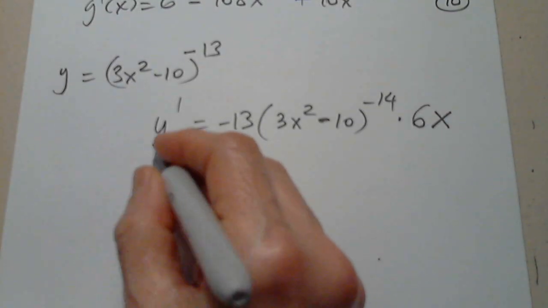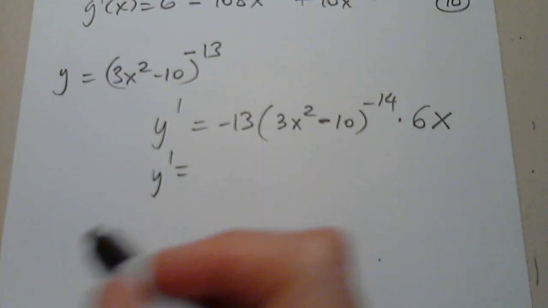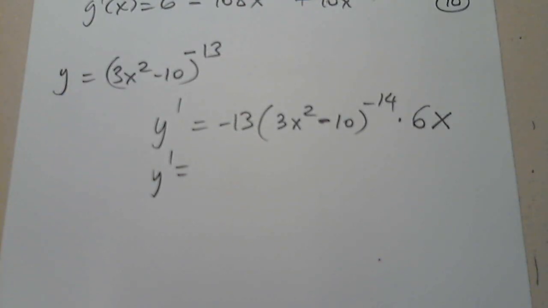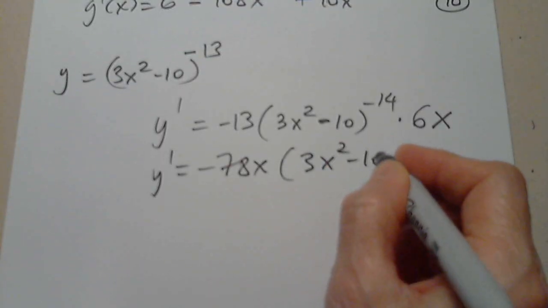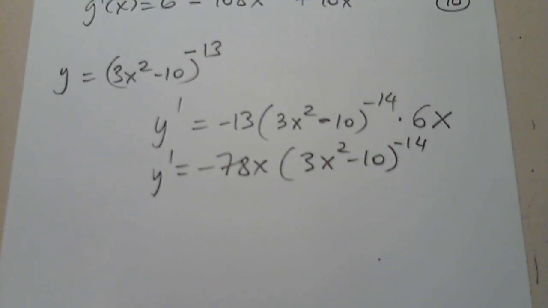And I will just rewrite it, multiplying 6 by negative 13. Negative 78x times (3x squared minus 10) to the negative 14. You cannot touch the 3x squared minus 10 to the negative 14 because it's the power that dictates, and you cannot do anything to it. This is it.